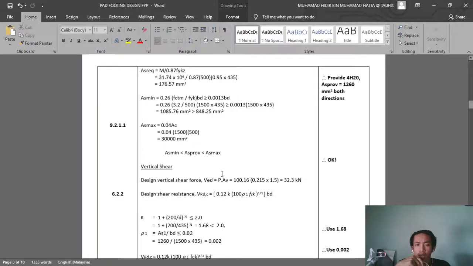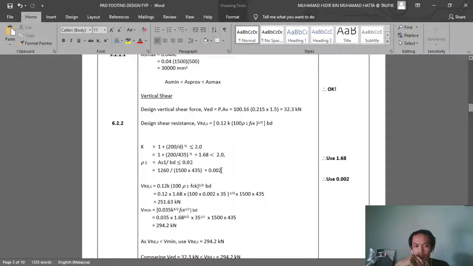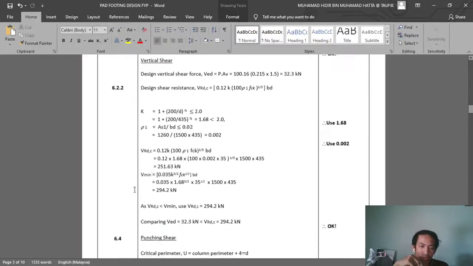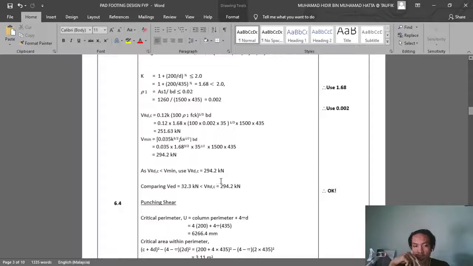It is okay. And then for the vertical shear, VED, we calculate using this formula PAV. Okay, we got this value, and then we calculate the shear resistance VRDC, the same as the other design. We need to find the K and P1, and then we calculate VRDC, and then we calculate Vmin. Between these values, the larger value we pick as the VRDC. Okay, VRDC we choose Vmin, and VED is smaller than VRDC. It is okay.